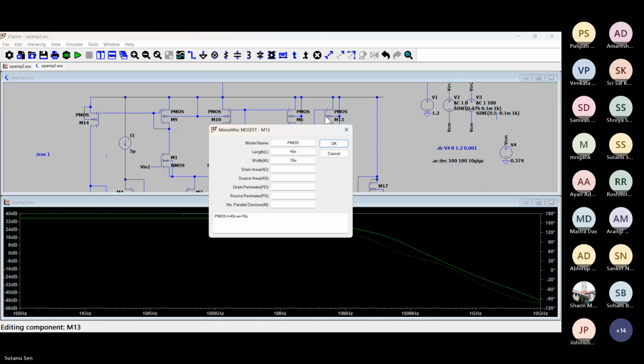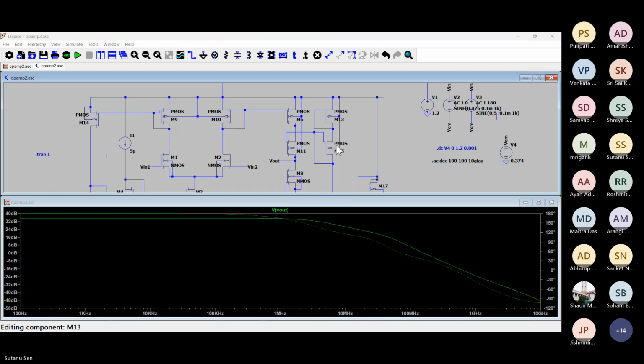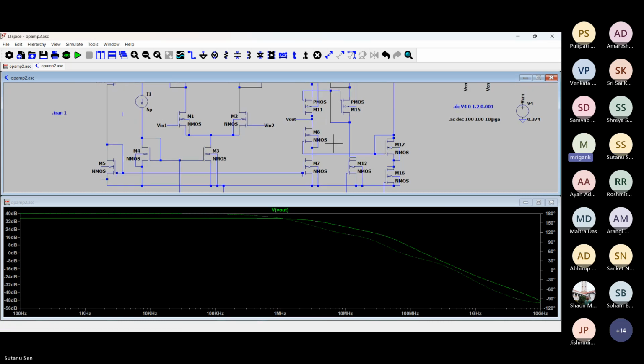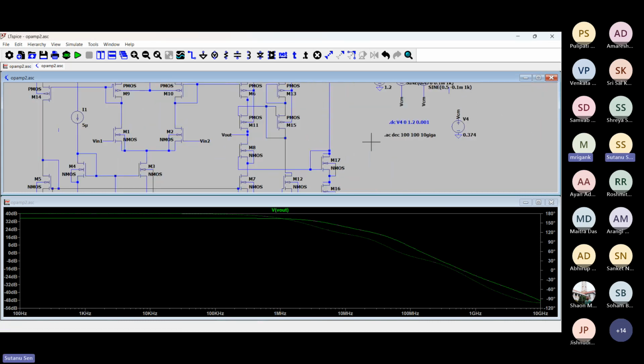80, 40, 185, 40, 180. This DC point is not accurately chosen. Did you check what is the DC point? Check the output DC point. Yes, sir. Yes, I will show it.